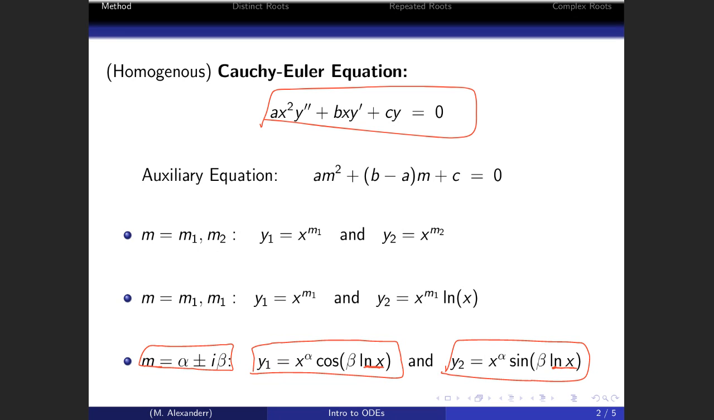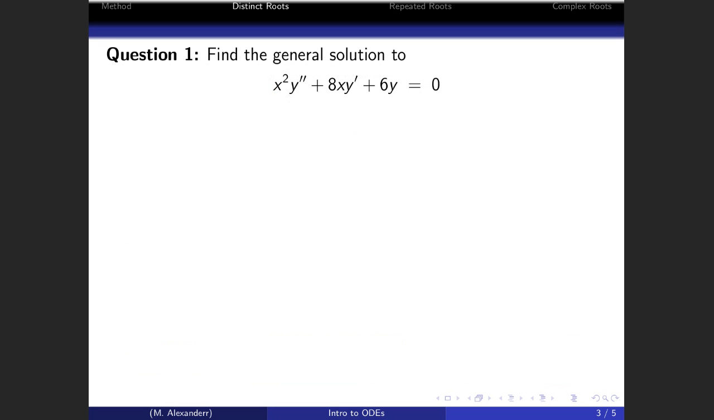All right, so what I want to do is give you examples of the three cases. And so case number one will be question number one. And so here, the auxiliary equation will be, again, a m squared plus (b minus a) m plus c is equal to 0. And here we have to be careful that we have to identify the a, the b, and the c.